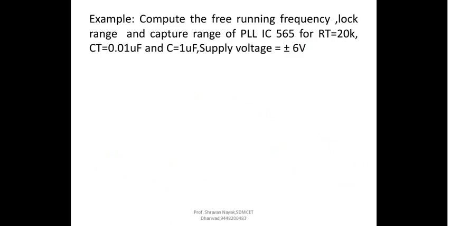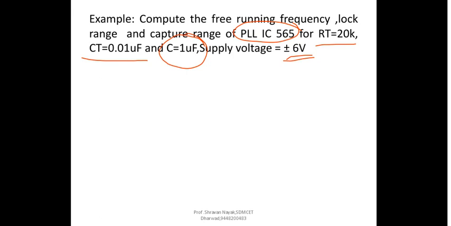So now with these things, let us look into a simple example here at the end. How exactly we will be able to solve this example, we will see now. Compute the free running frequency, lock range, and the capture range of PLL IC 565 for RT equals 20K, CT equals 0.01 microfarad, C equals 1 microfarad, and supply voltage of plus or minus 6 volts. So this is the simple example.